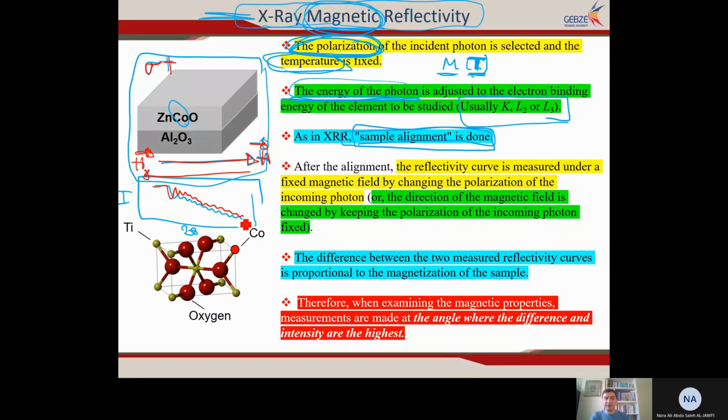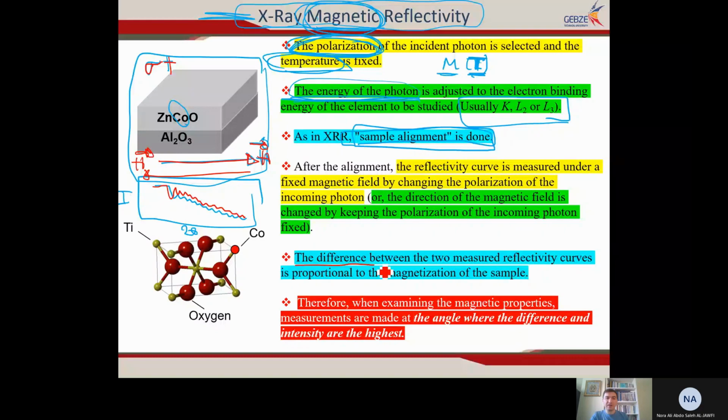So the difference between the two measured reflectivity curves is proportional to the magnetization of the sample. If there is no difference, then the sample is not magnetic. If there is a huge difference between the blue and red curves here, then we have certain magnetization within the material. You can also carry out this experiment like this.